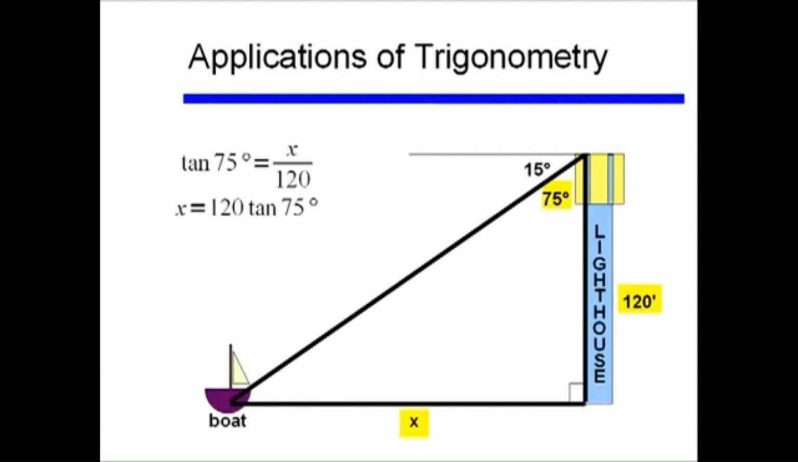Once I have that, I realize I have an angle of 75 degrees, and I have an opposite that I want to know, and I have an adjacent. And like our first example, we're going to be using a tangent. So tangent of 75 degrees, not our angle of depression of 15 degrees, but its complement. Tangent of 75 degrees is equal to that opposite side x divided by 120. Again, plugging that into our calculator, we get that the distance of the boat from the bottom of the lighthouse is 448 feet.